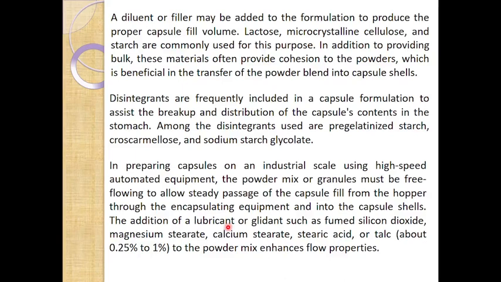And for its easy flow, we have to add lubricants and glidants so that the flow is uniform. Majorly we are using silicon dioxide, magnesium stearate, even talc in the proportion of 0.25 to 1% in order to enhance its flow properties.